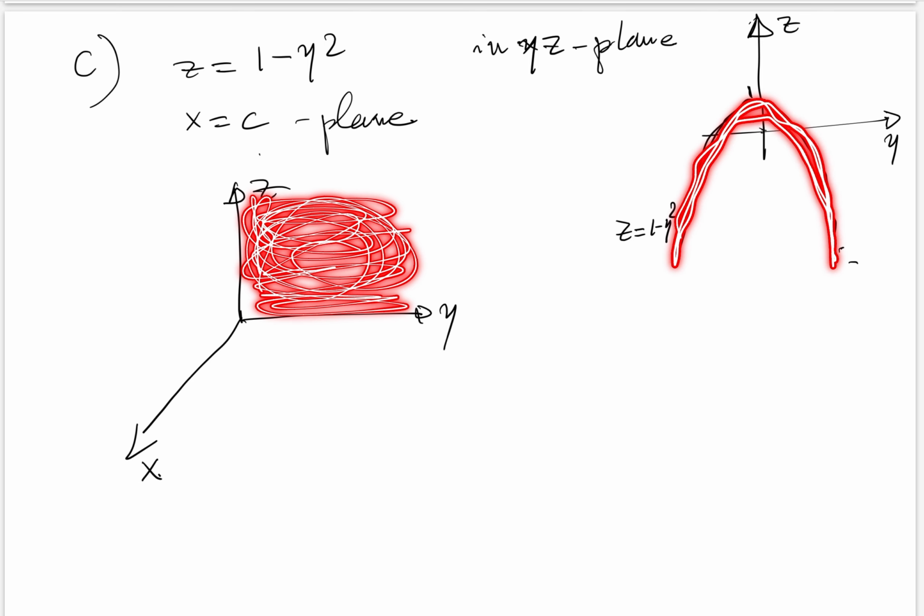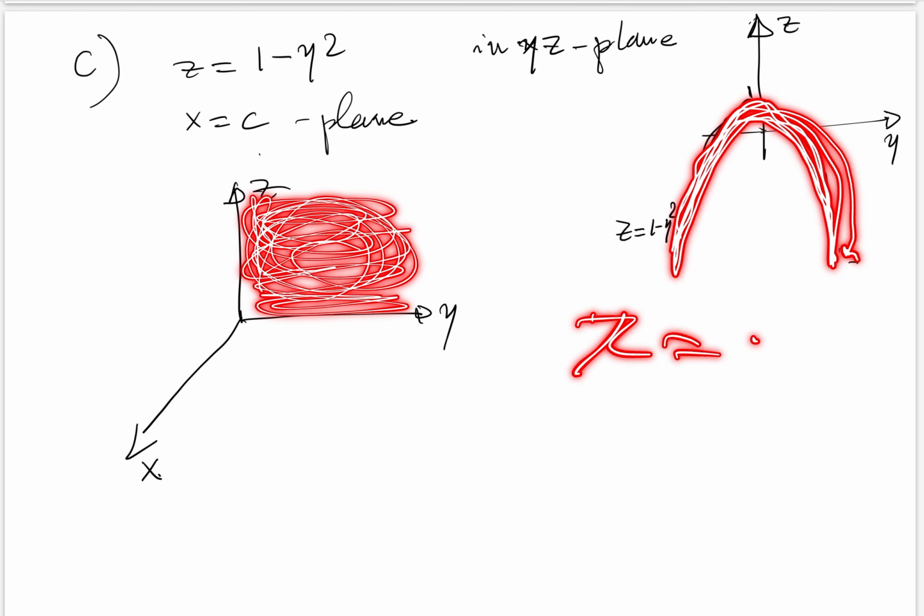I mean the cross section, I mean the trace. The trace will look like this. That's the trace. Remember, that's the trace. Now, since x is missing, then x equals c is a plane. And the trace will cross on that plane. Okay? But it won't touch it.